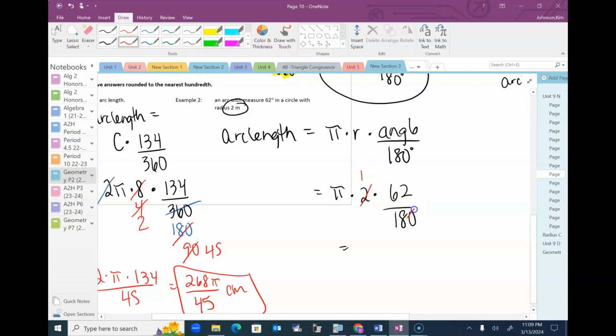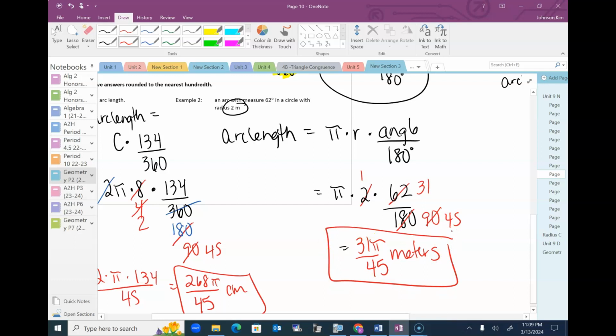When I simplify that, 2 can divide out. That's 90. Again, you can do this on your calculator. 62 and 90 both also divide by 2. So in the top I have 31 and in the bottom I have 45. And then that's as far as I'll get. So it's 31 pi over 45 meters, it looks like.